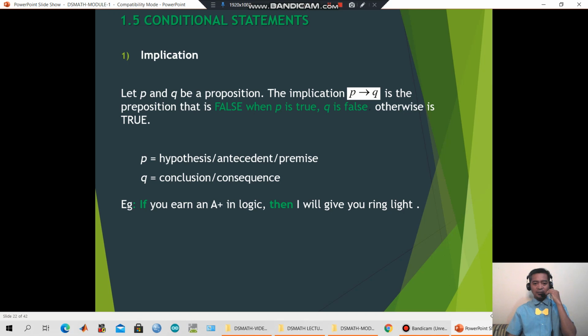Kanina sabi niya magkakaroon lang ako ng false kapag ang P ko ay true, kapag yung Q ko ay false. In this case, true yung ating Q, pero yung P natin ay true. So kailangan kasi, so true, false. Ito ay true, true. O so anong sagot? This is actually otherwise true. Doon tayo sa otherwise nun, true. So yun ang hint natin dito.